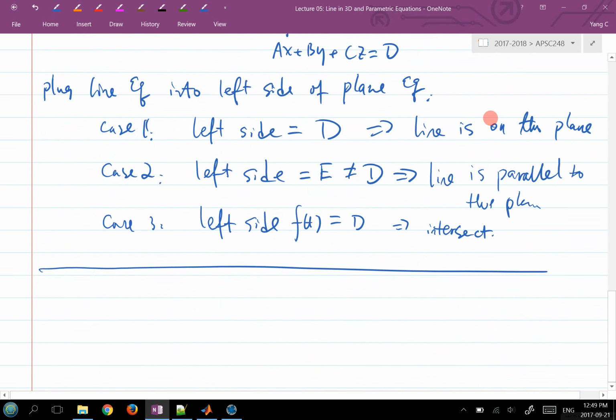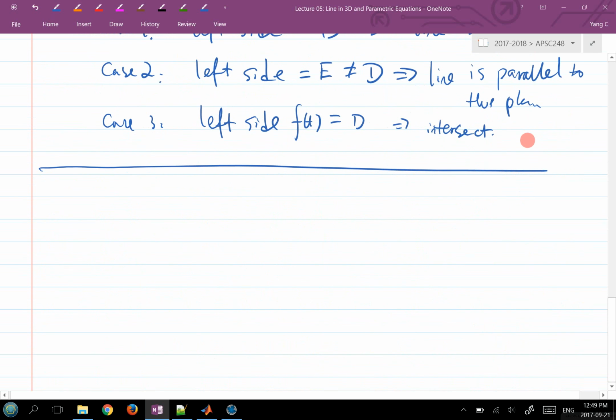And the next one is also helpful for you to have a clear idea of the relationship between two lines. So this is also something you should think about.